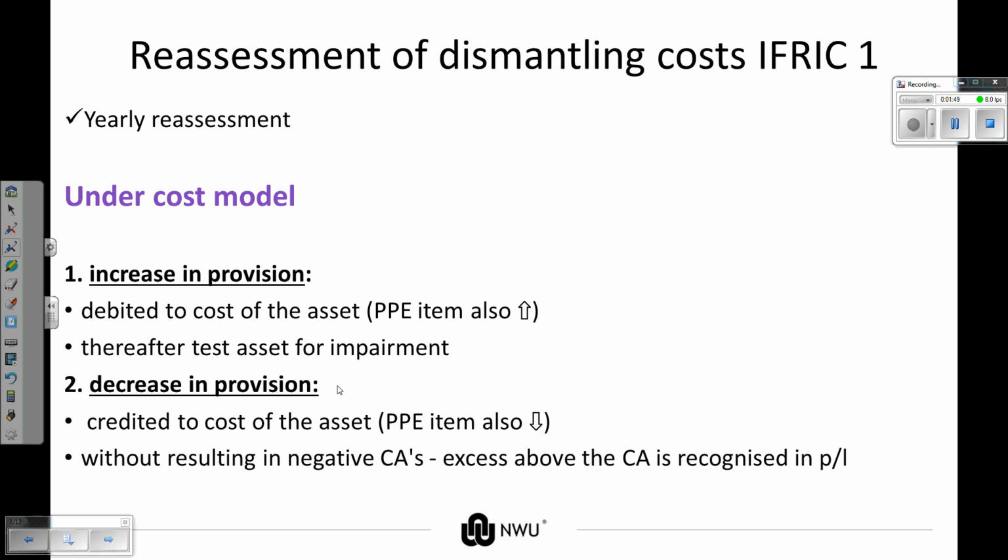If it is a decrease in my provision, I will debit my provision and credit the cost of the asset. But let's say the cost is 100 and the decrease in the provision is 120. Then I cannot credit the asset's cost with 120 because now I actually have a negative asset amount of 20. So therefore, I can only credit my asset with 100. The excess, the 20, will then go to P&L.